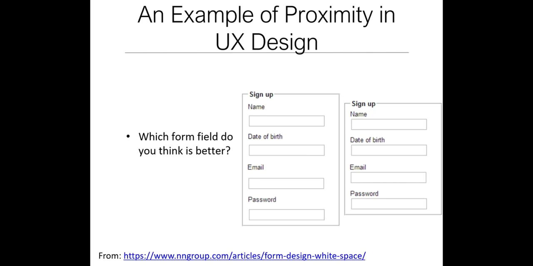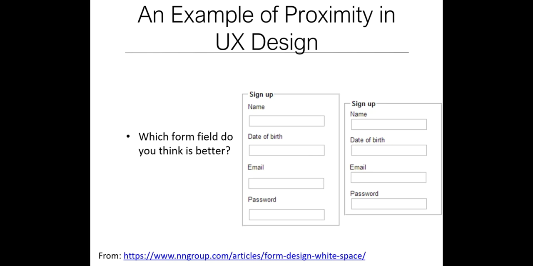So here's an example of proximity in UX design, and which form field do you in fact think is better? And this is actually from a really nice article, again from the Nielsen Norman Group, looking at form design and white space. And most people would say that the one on the right is better because it's closer together. The things are more closely associated with the items that they are bound to. So you see that the sign-up box encloses the whole thing.